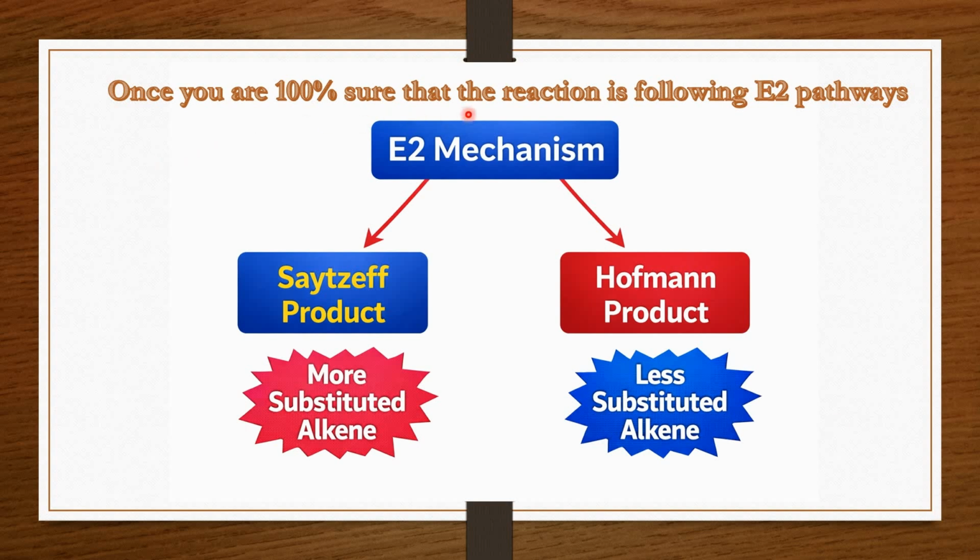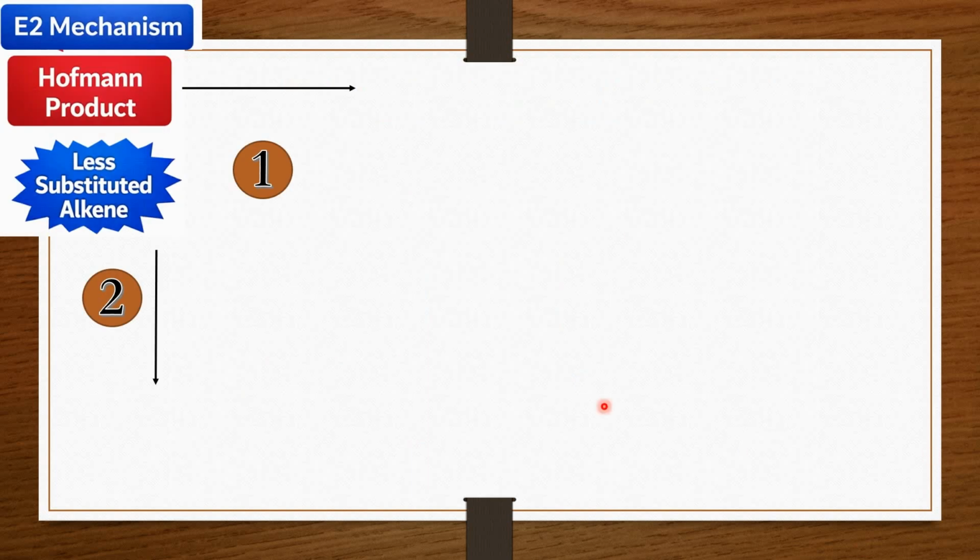Once you are 100% sure that the reaction is following the E2 pathway, then there are two possibilities. First, it could give Saytzeff product, which is the more substituted alkene, or it could give Hofmann product, which is the less substituted alkene. For Hofmann product, I will tell you the two conditions. If you see those two conditions, then always remember that you will get the Hofmann product.